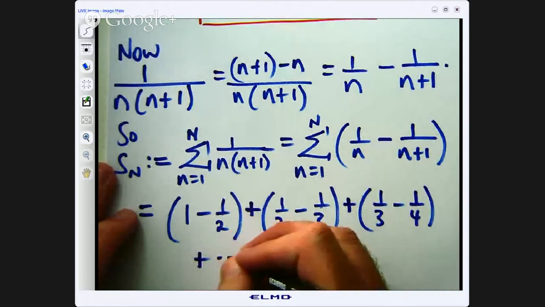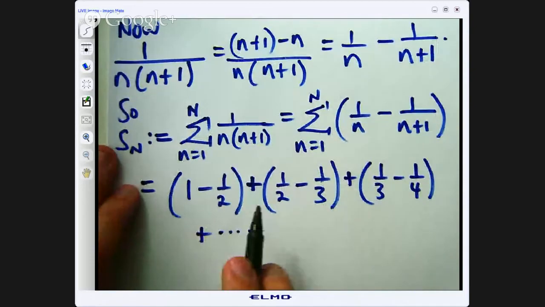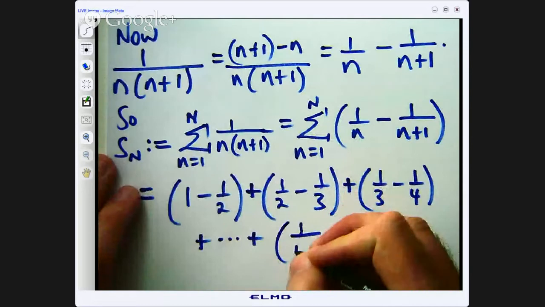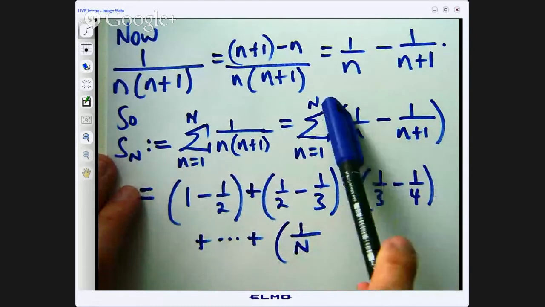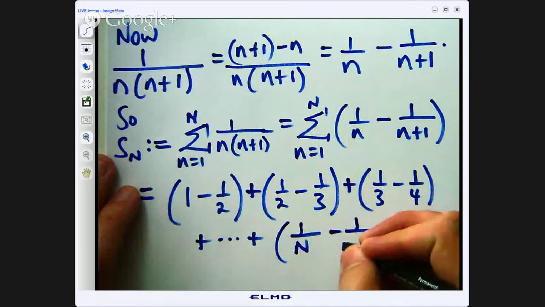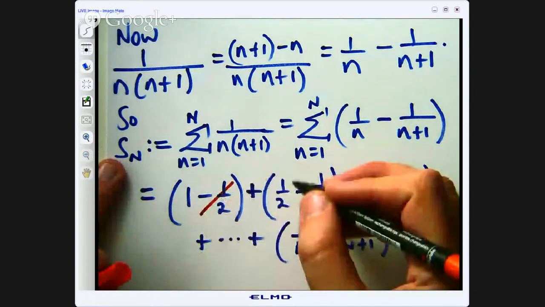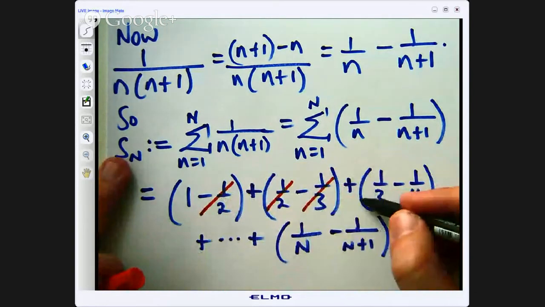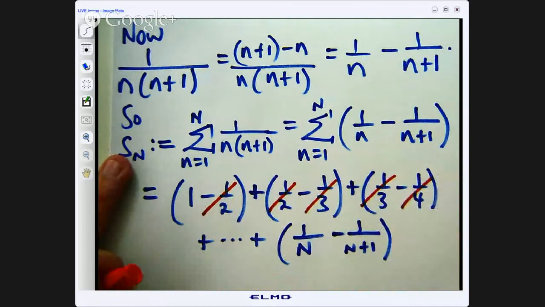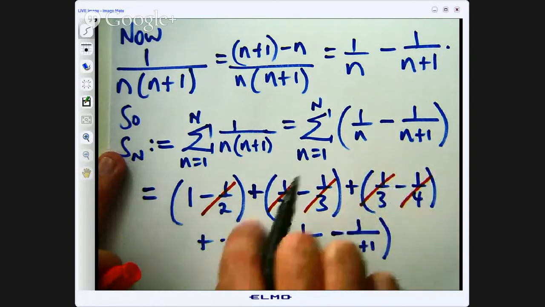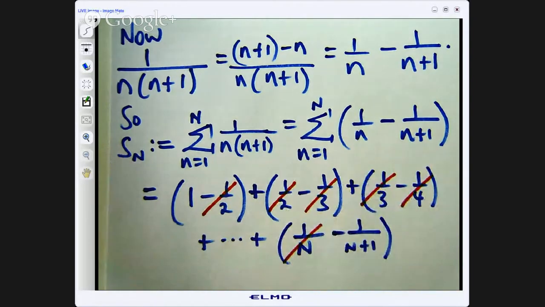So the plus dot dot dot means I'm going to come up to the big nth term now. So I replace little n with big N. All right, so let's see what happens now. You can see this negative a half is going to cancel with this positive a half. This negative a third is going to cancel with the positive a third. This negative a quarter is going to cancel with the positive a quarter in the next bracket. And similarly, this term will cancel with the previous bracket.